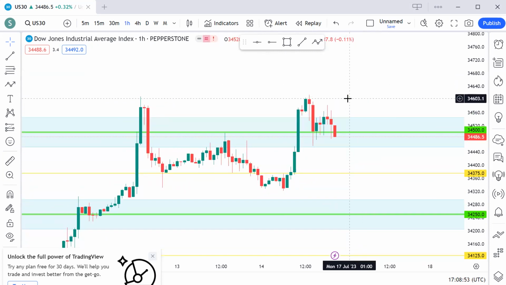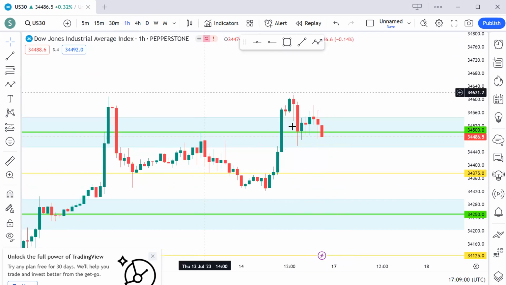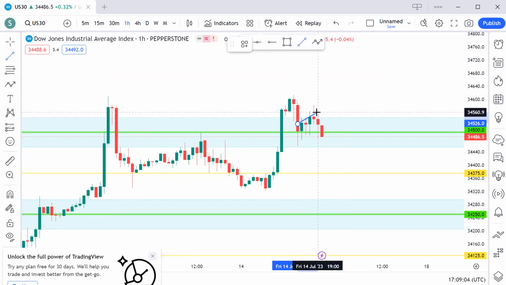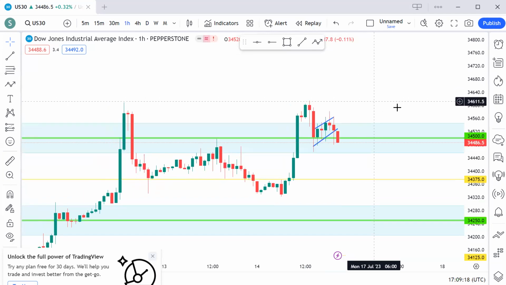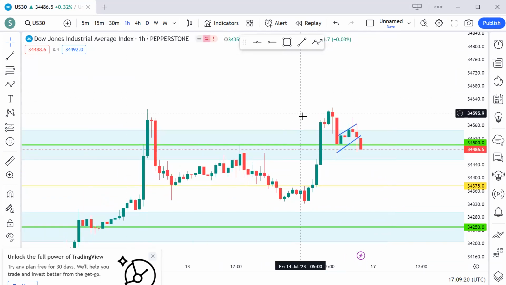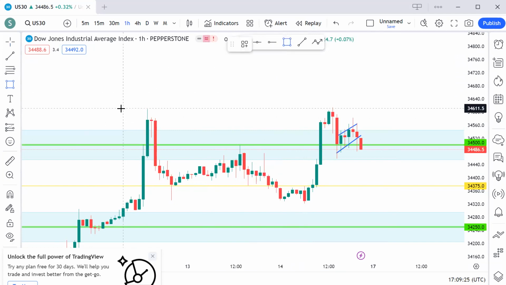It won't be too neat because it's a 1 hour and it's wicky. But if you drop down to a 30 minute, it's going to be much clearer. But we can put it in. So we'll put it in here. Here's a bearish flag. We can neaten that on a 30 minute or 15. Also, I see a double top here. Check.